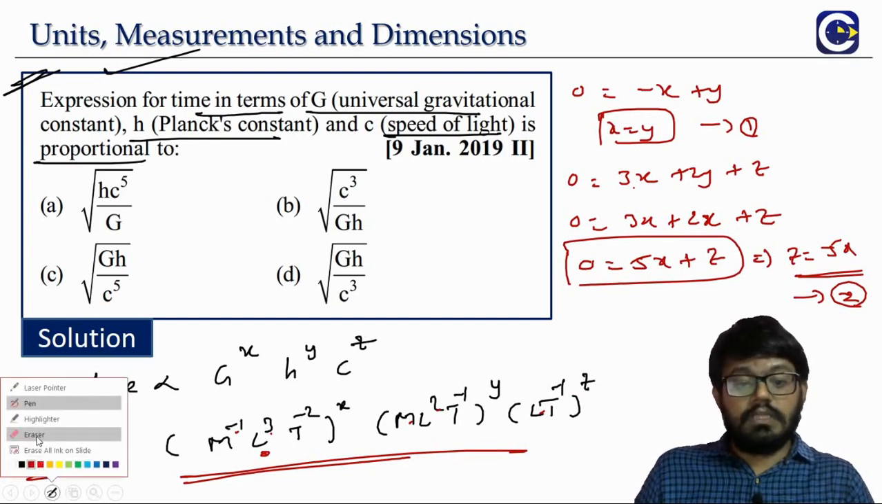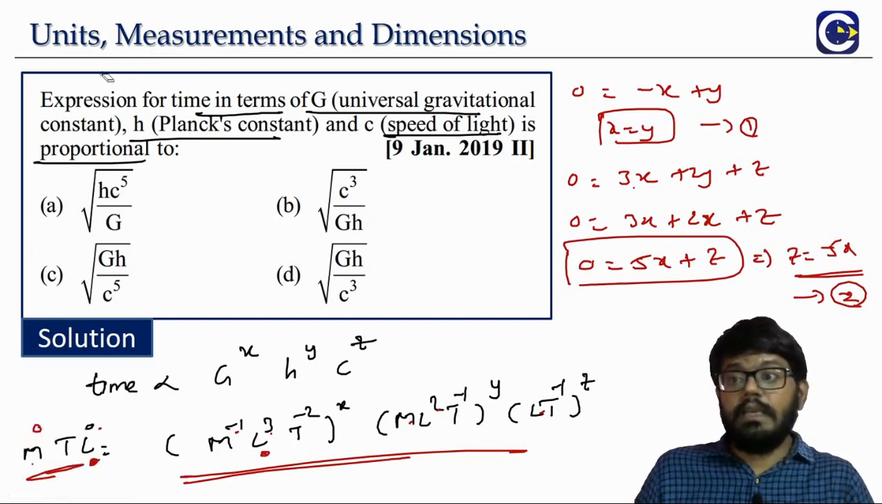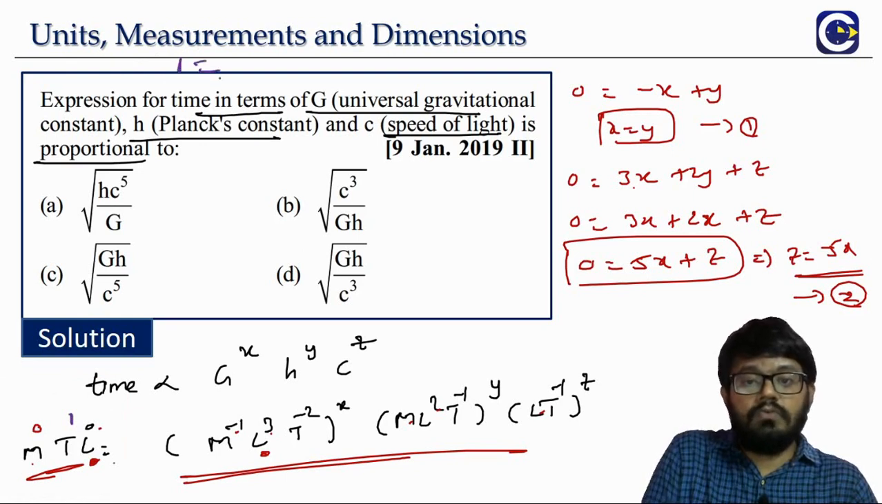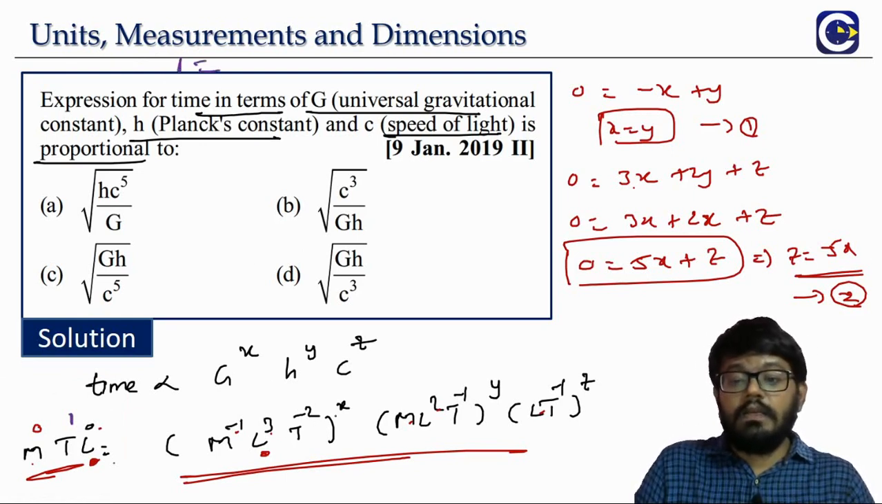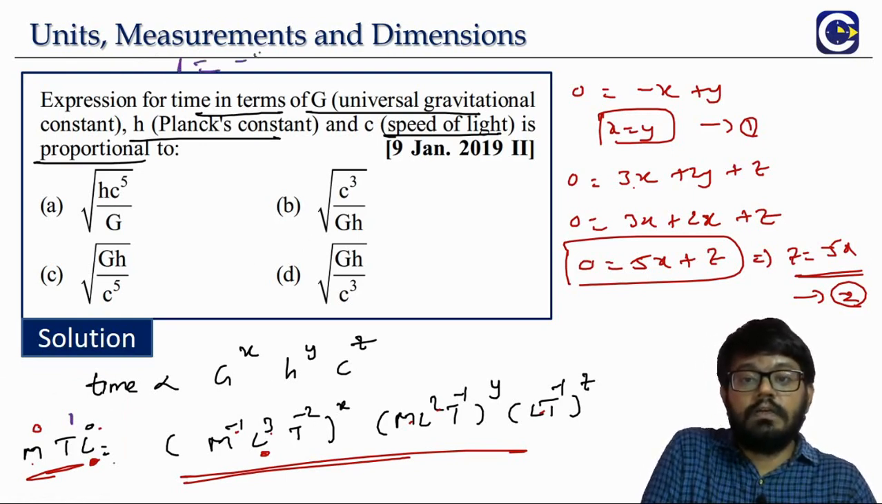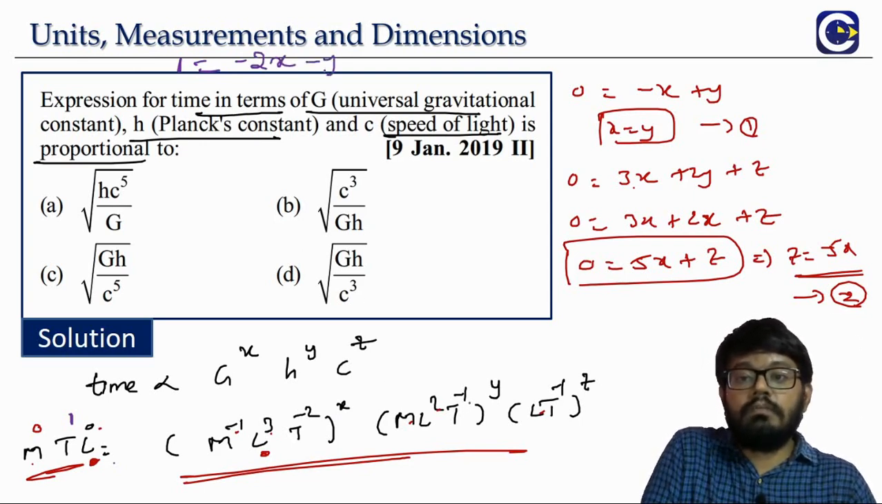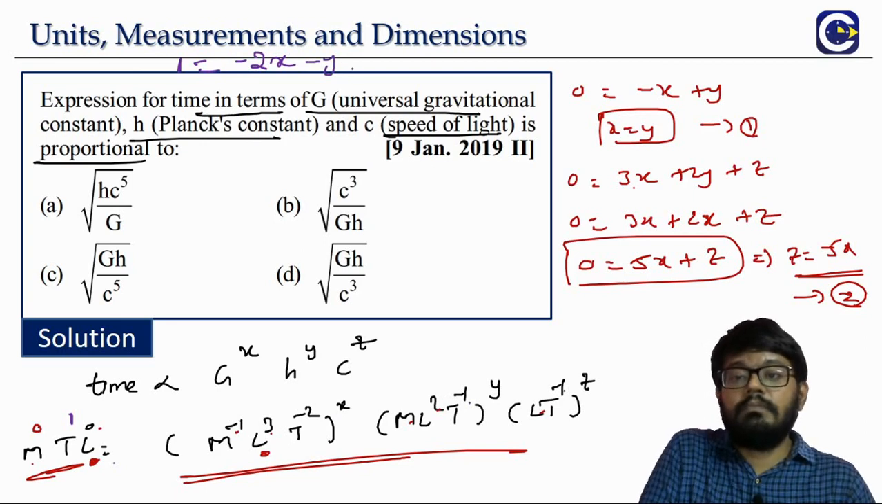Now we will come to the third part. Maybe I will write it at the top so that we will not have to erase anything and everything stays in place. The power of t on the left side is 1, so 1 is equal to the right side. What is the power of t? T power minus 2 whole power x means minus 2x. T power minus 1 whole power y means minus y. And this is T power minus 1, minus z.